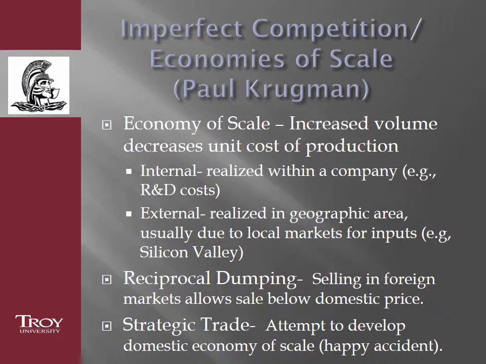Right? Now, you can have 2 types of economies of scale. You can have an internal economy of scale, which is realized within a company, that is to say, as the company produces more and more of the good, the unit cost goes down. The most obvious example here is something with high R&D costs.